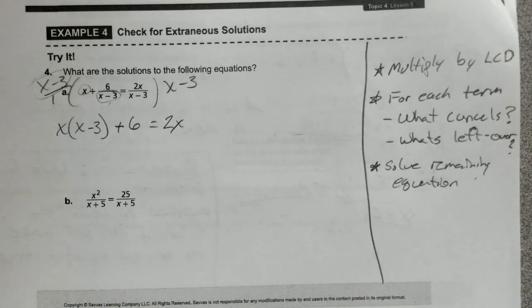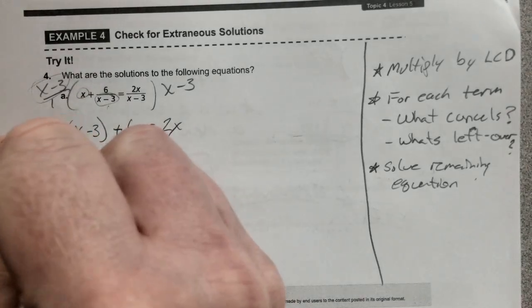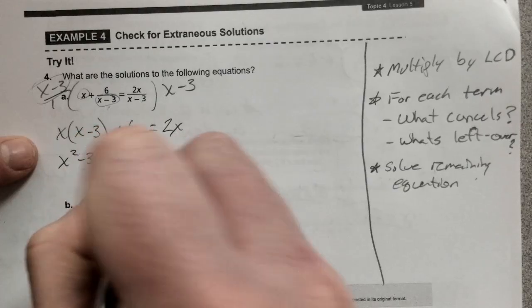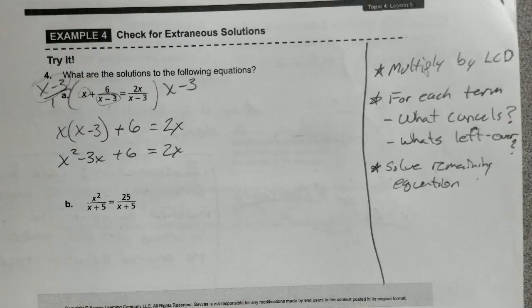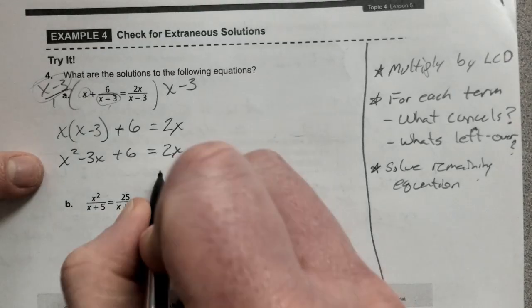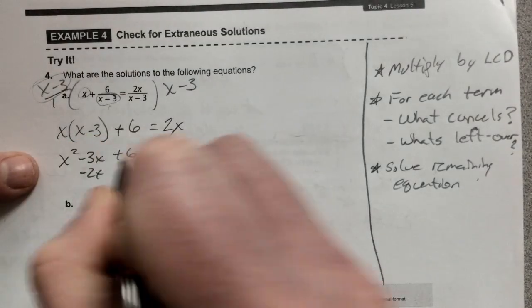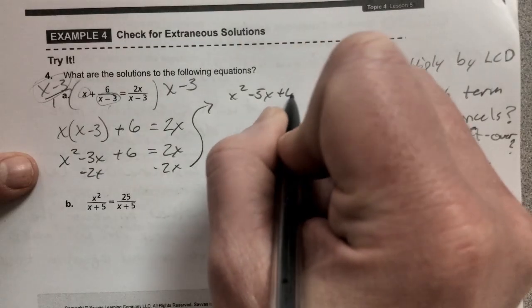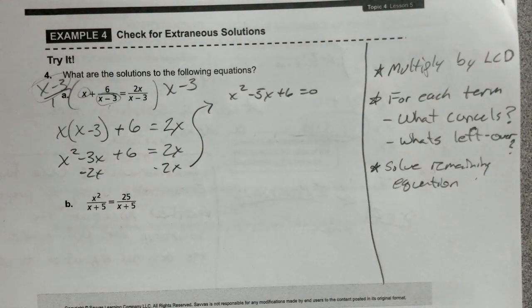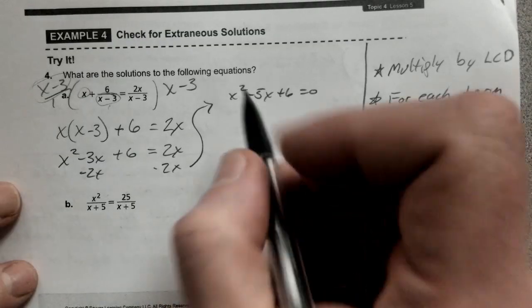These can be linear, quadratic, they can be all sorts of things. Now, distribute the x, we get x squared minus 3x plus 6 equals 2x. Now we're dealing with quadratics. How do we solve quadratics? Well, before we factor, get it equal to 0. Good job. Subtract the 2x. So we have x squared minus 5x plus 6 equals 0. So try to factor that.